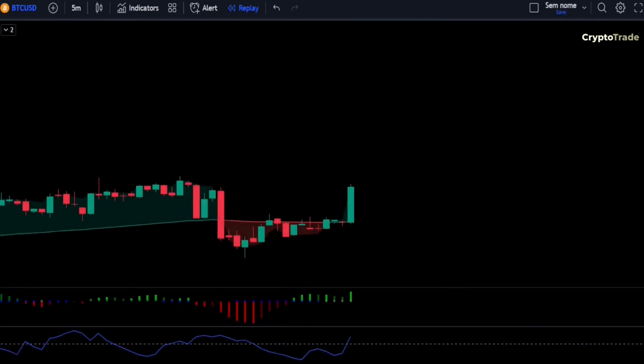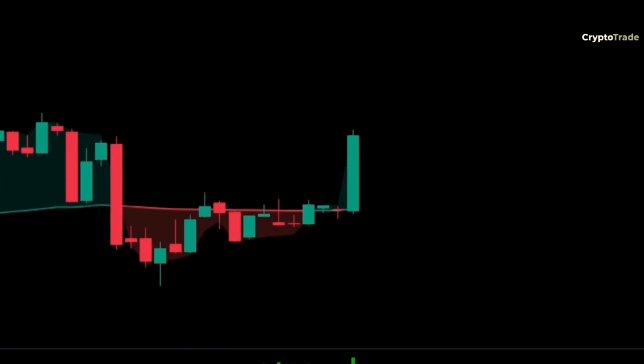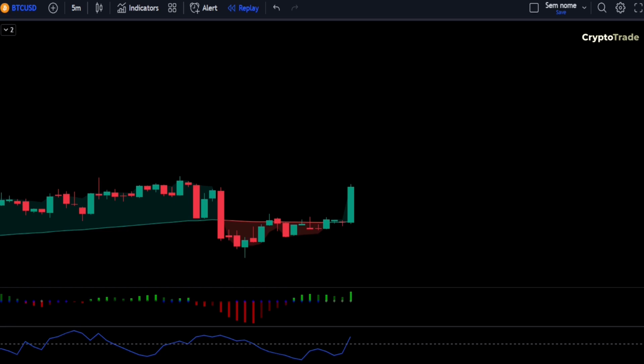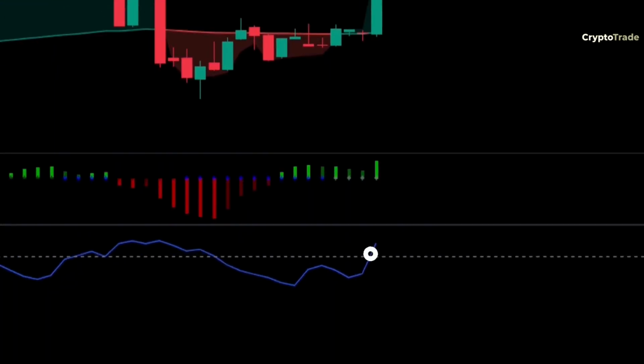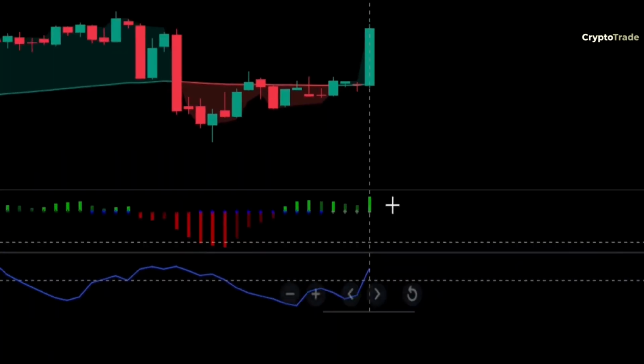For a buy order, the moving average converging line must be green. The candle must close above the green line. The Squeeze Momentum indicator must be green. The Volume Oscillator blue line must be above the zero line.